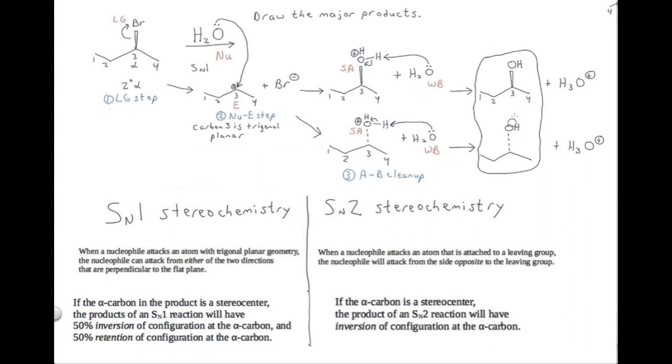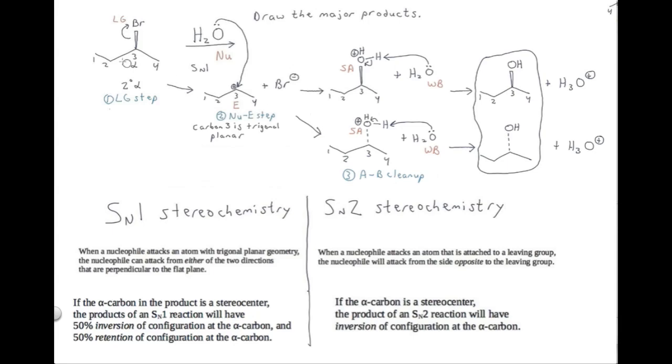Do you see which is which here? I would call this picture a picture with retention of configuration because the OH is on a wedge, the same position that the leaving group was on, retention of configuration. And I would call this picture a picture with inversion of configuration, because here the OH is in the opposite position to where the leaving group was. So here's our 50% retention of configuration, and here's the 50% inversion of configuration.